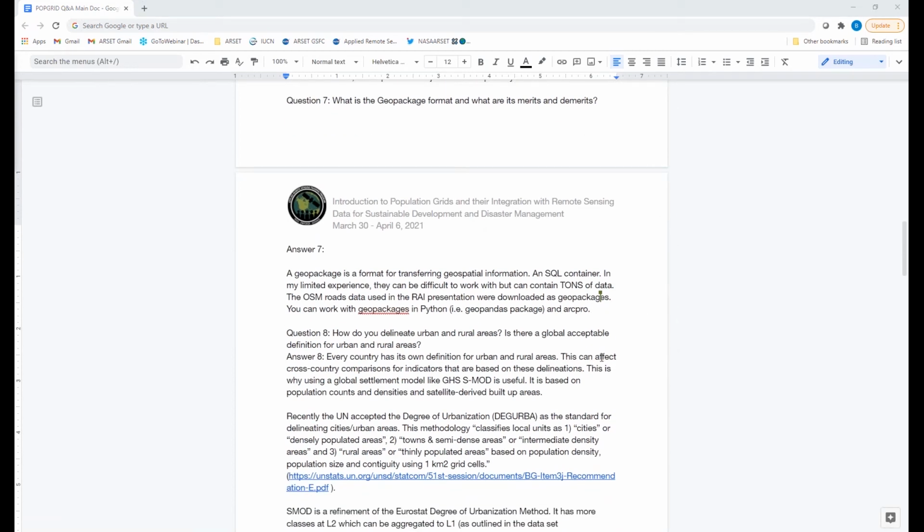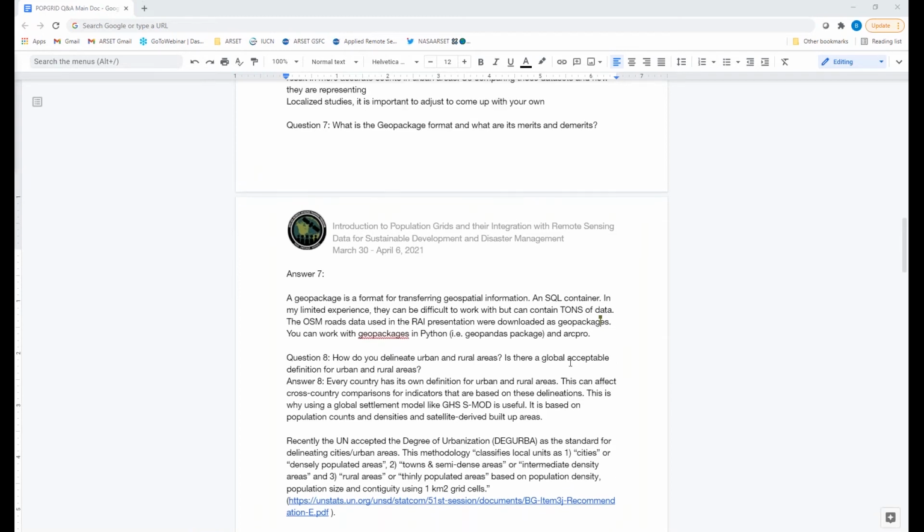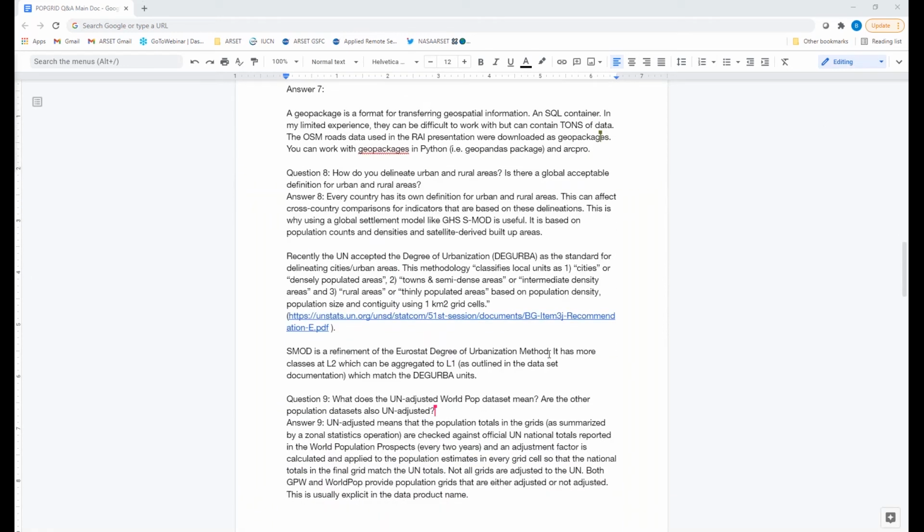Question 8. How do you delineate urban and rural areas? Is there a globally accepted definition for urban and rural areas? So I can field this one. James and I both contributed to this response, but there isn't currently a standard that is adhered to by all countries, although there is a proposed and accepted UN standard for degree of urbanization, and the description is there in the response.